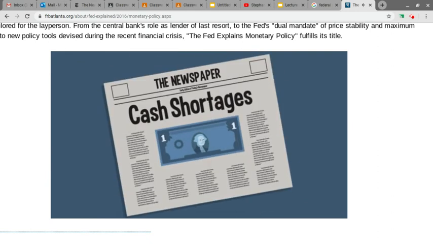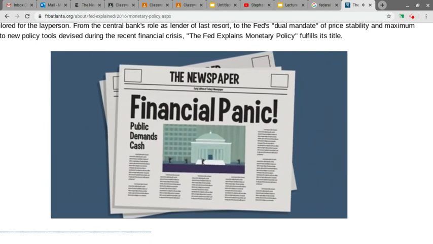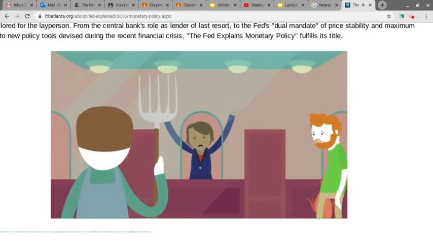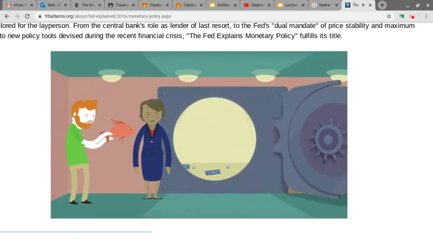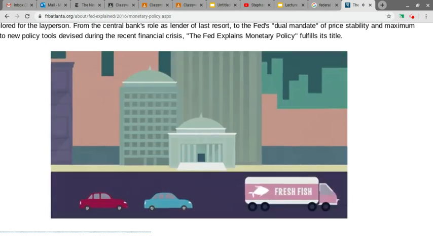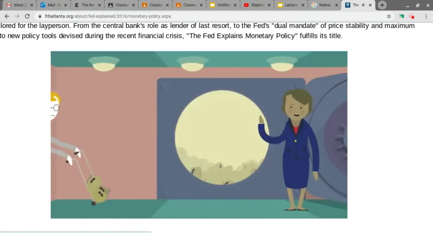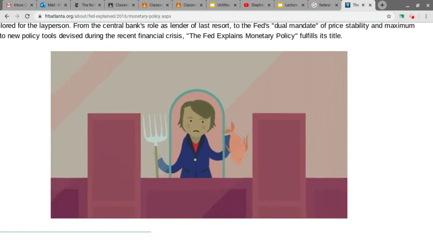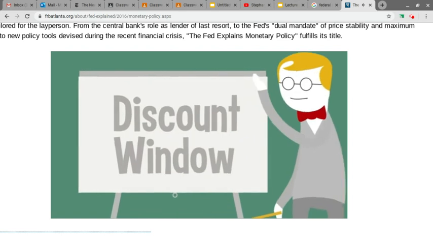Sometimes what has ailed the economy is a sudden need for liquidity. During a financial panic, the public's demand for cash can catch banks by surprise. And since most of the money that banks hold is tied up in loans, they may find getting their hands on cash difficult. Acting as the lender of last resort, the Federal Reserve can lend money against a bank's good assets and prevent the financial panic from disrupting the economy. This tool is called the discount window.